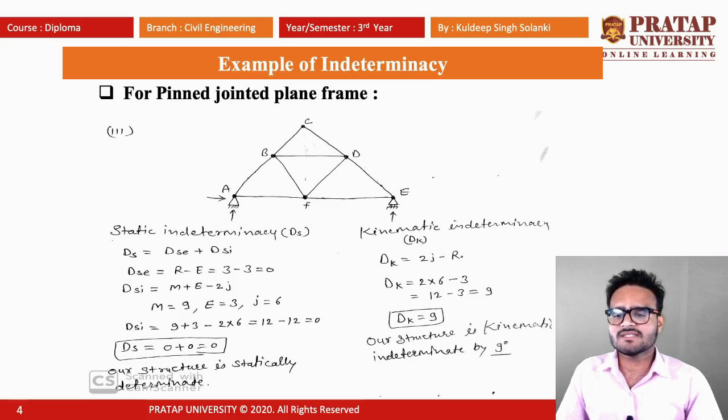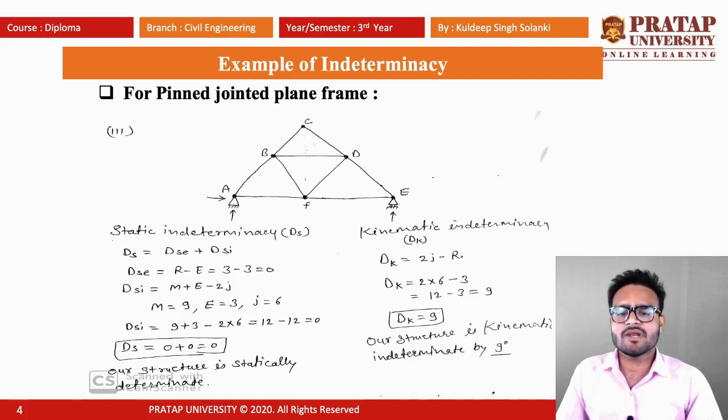The formula of dsi is equals to m plus e minus 2j. M, what is the m? M is the number of members available in our structure. Then how many members? AB 1 member, BC 2 member, CD 3 member, DE 4 member, EF 5 member, FA 6 member, BF 7, FD 8 and BD 9.